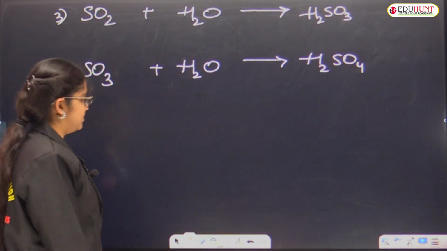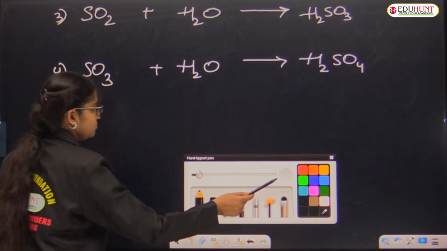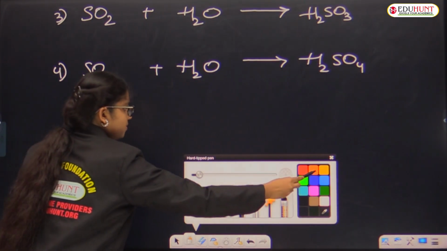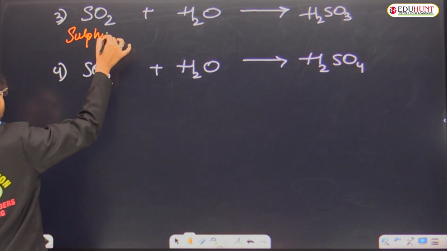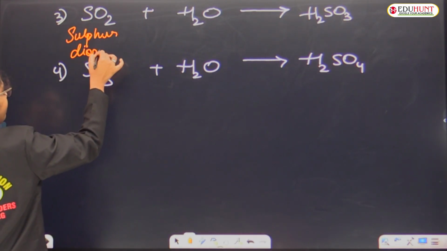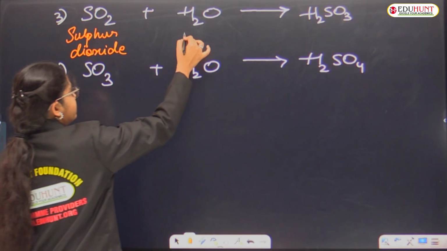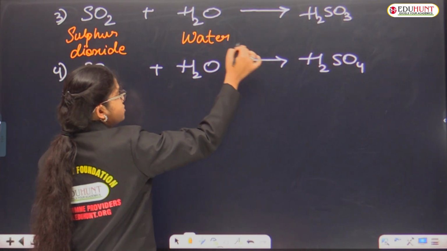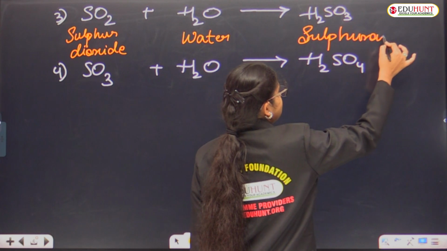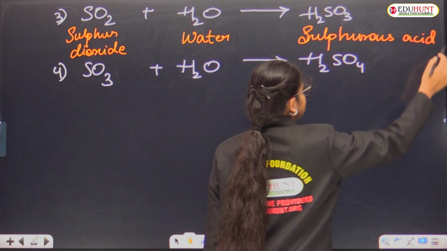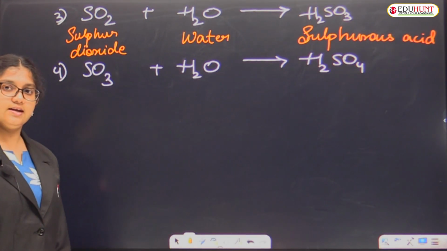Very good. Now, I'll add the names. This is sulfur dioxide. This is water molecule gives rise to which acid? Sulfurous acid. Okay, children. Clear? Did you understand? Okay, good.